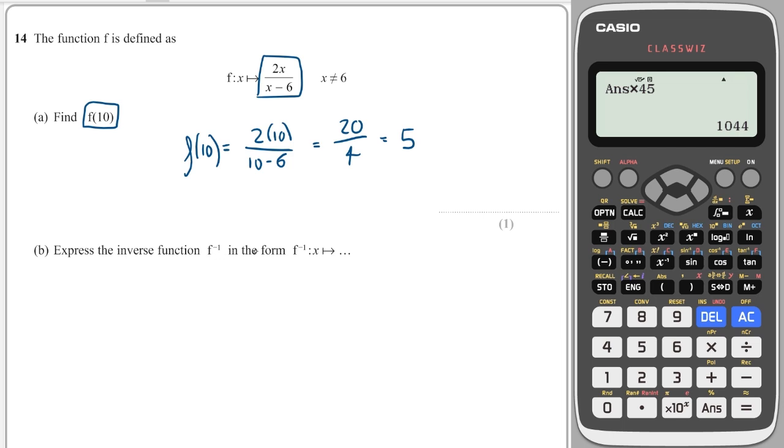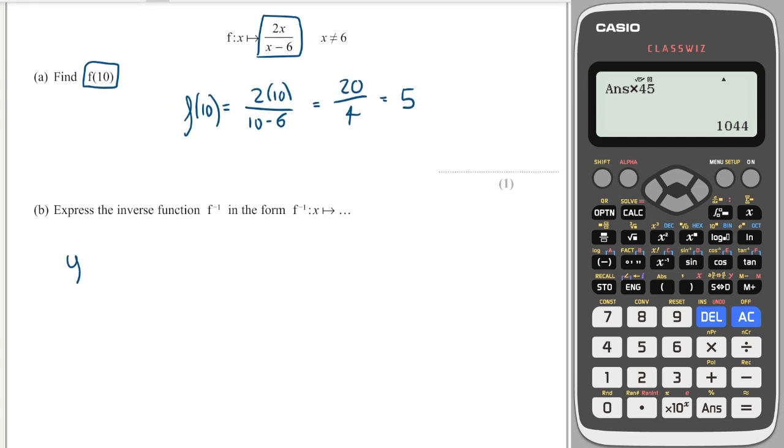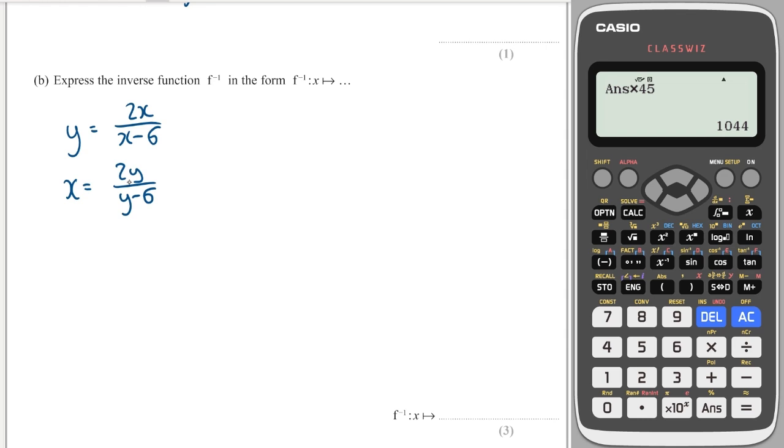Find the inverse function in the form of f to the minus 1 of x is equal to something. Okay, how do we find the inverse function? Well, first off, you set y equal to your original function, and then you do a switcheroo where you replace every y with an x and every x with a y. So I write x equals, and then I write 2y over y minus 6. And then I need to make y the subject of that equation. So I don't like having a fraction, I don't like having a denominator there, so I'm going to multiply it to the other side, like so.